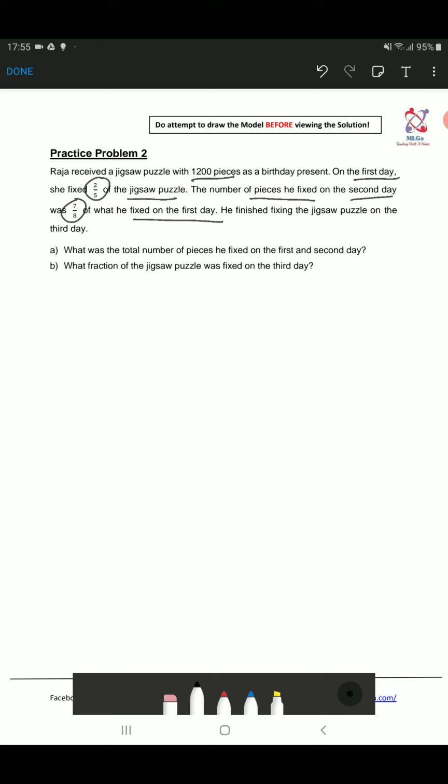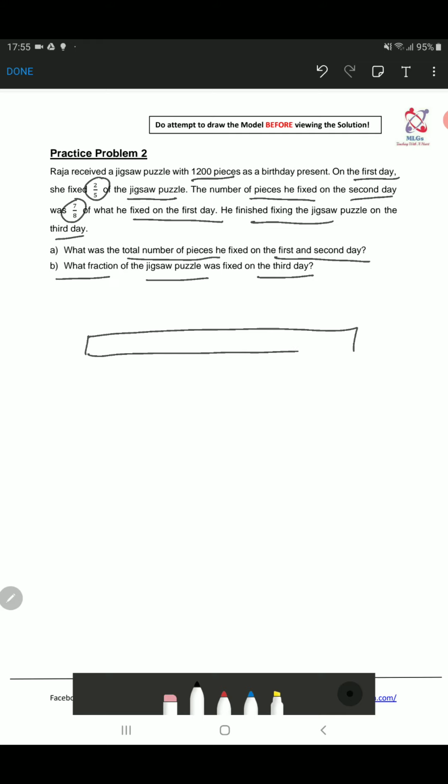And he finished fixing the jigsaw puzzle on the 3rd day. So what was the total pieces he fixed on the first and second day? What fraction of the jigsaw puzzle was fixed on the 3rd day? Alright, now I do not exactly know how to solve the problem, so we try to draw out the first sentence. If you read the first sentence, you can see that Raja received altogether 1,200 pieces.